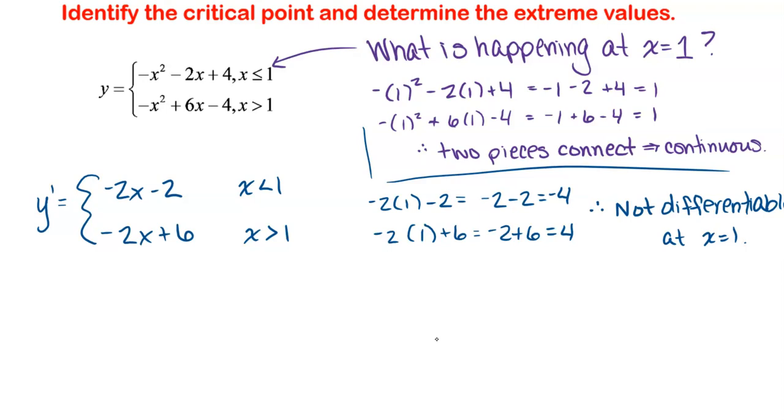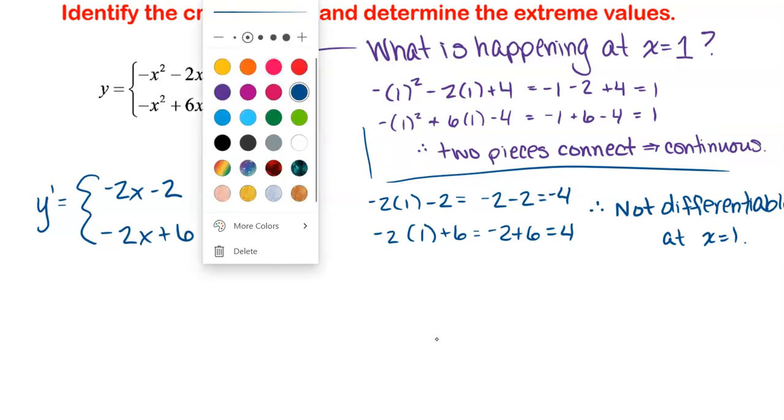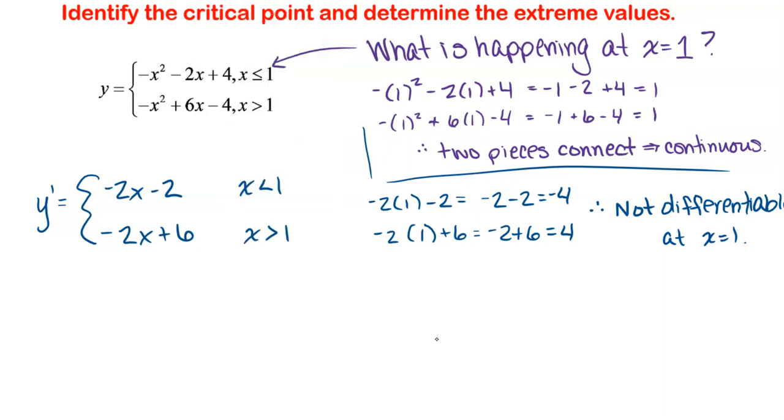So that tells me that wherever they connect, it has a sharp turn, a corner or a cusp, because the derivative is suddenly changing from negative 4 to 4. The slope is suddenly changing from negative 4 to 4. So it's suddenly, at some sort of corner or cusp, changing from decreasing to increasing. All right, next step is to find critical points.